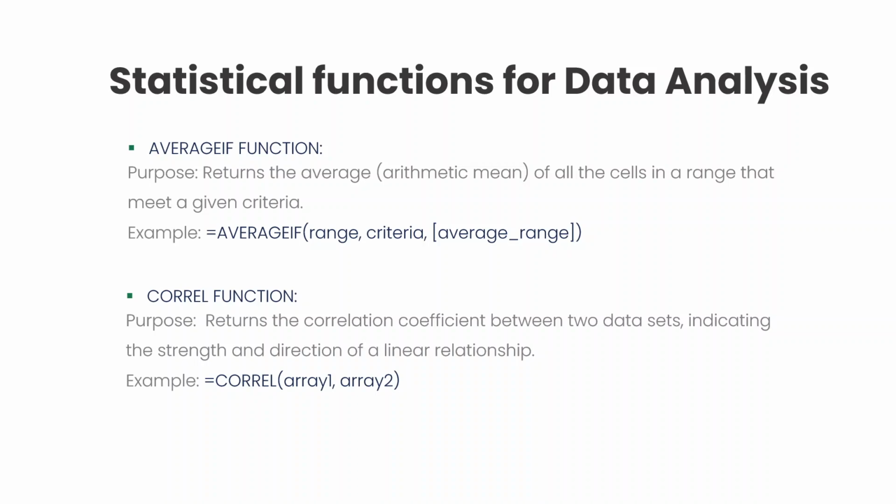So correlation is the measurement of relationship between two variables, right? Two variables. How one variable is affecting the other variable, how one independent variable is affecting the dependent variable. That's just what correlation is. And we use the CORREL function to check the strength of this relationship.